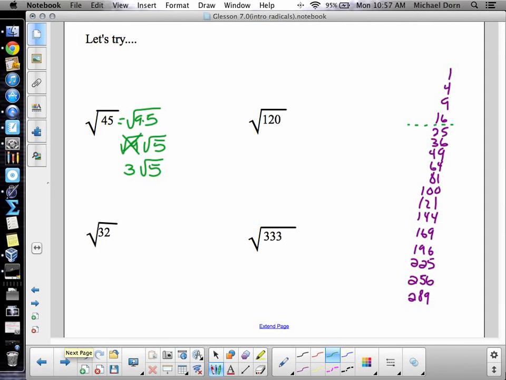Now, I still get some people who want to swap these. They do 5 root 3 instead of 3 root 5. Be careful about that. You got to take your time.